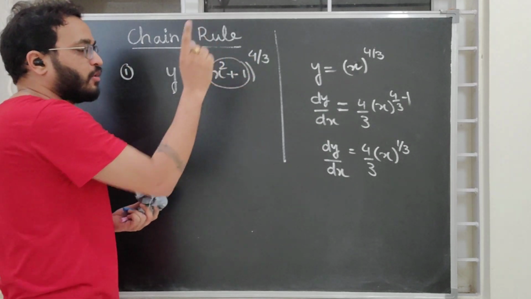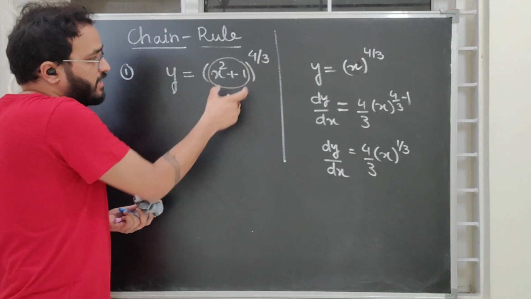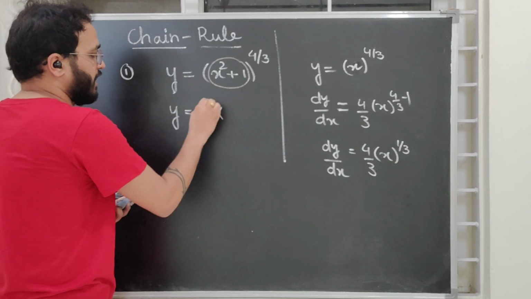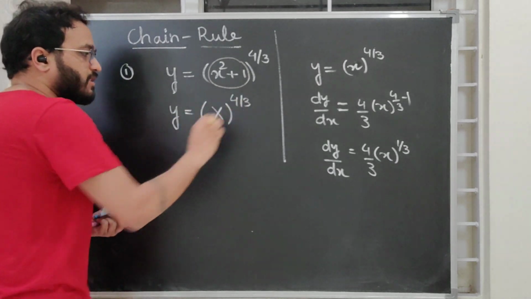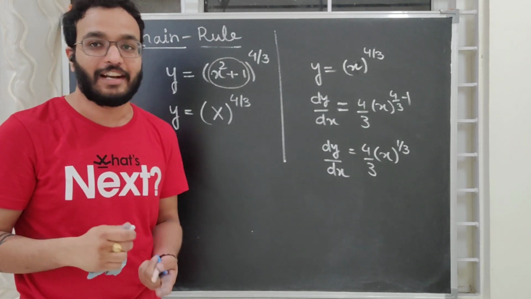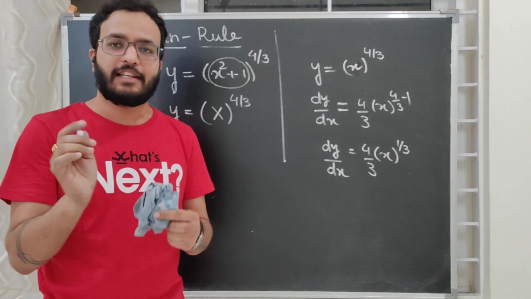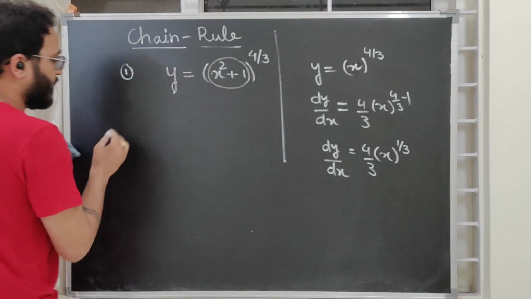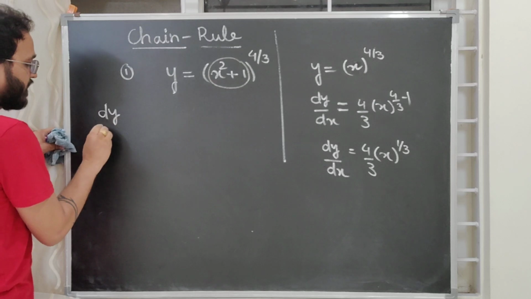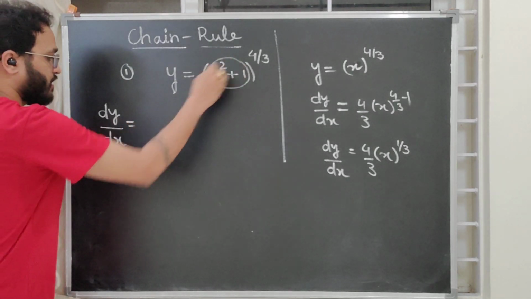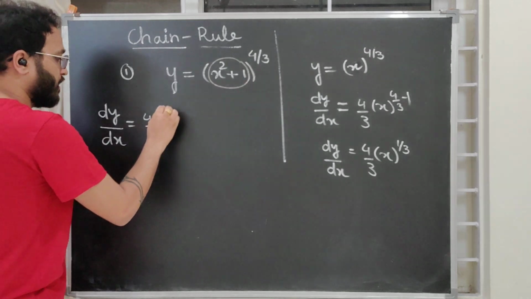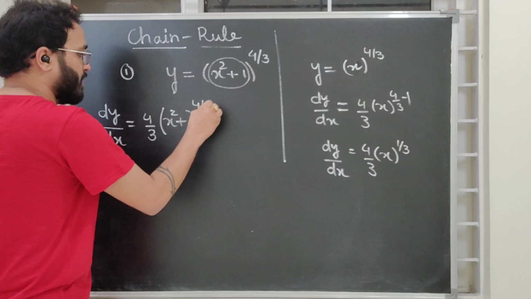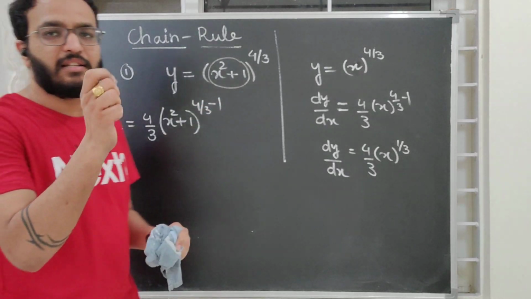If you can assume this x square plus 1 to be a single x, so in your mind you just imagine it is x to the power 4 by 3. Just in your mind you imagine this, don't write it. Just keep it in your mind. Yes, x square plus 1 is a single function, and let's differentiate that. So what will happen if you differentiate it, treating it as a single function? Then you will say, sir, 4 by 3 into (x square plus 1) to the power 4 by 3 minus 1. But a little difference is there.